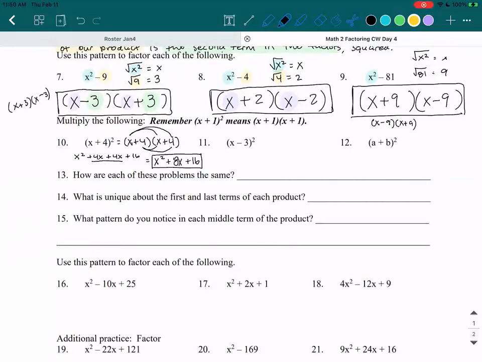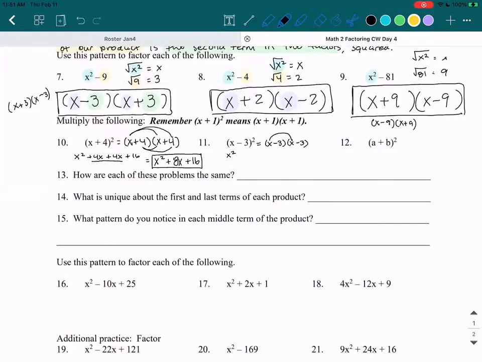Okay. Let's do number 11 as well. Number 11, let me rewrite it. This is x minus 3, x minus 3. And then when I rewrite it out, it helps us see better when we're FOILing. So for the F in FOIL, that stands for first. That's x times x. That gives us x squared.